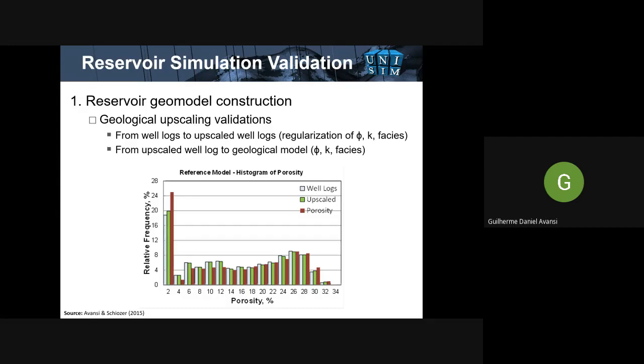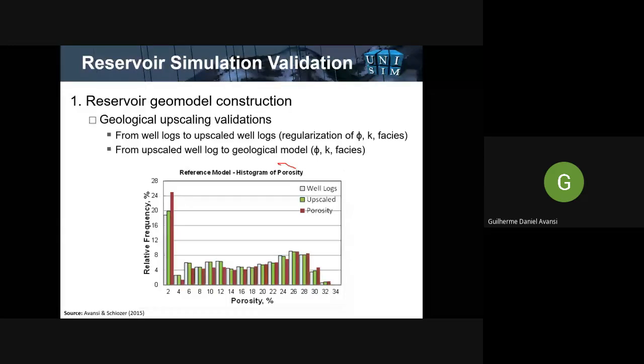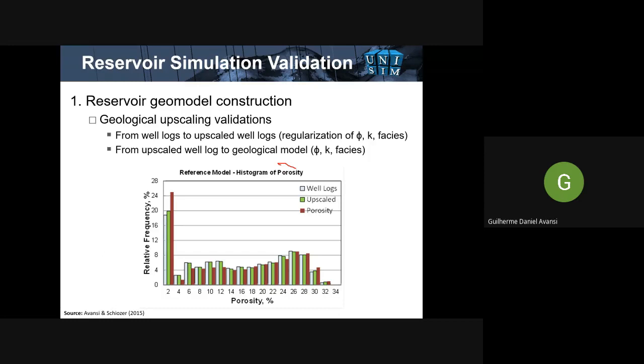So this is the information that we have from the well logs. This is the relative frequency that I have from the information. What is the information that we have here? Here I'm talking about the porosity, right? And this is the percentage of porosity that I have. This is a normal distribution, a histogram of porosity. This gray color here is the well logs. So this is the distribution of porosity from the well logs.